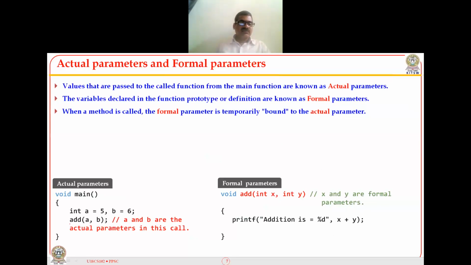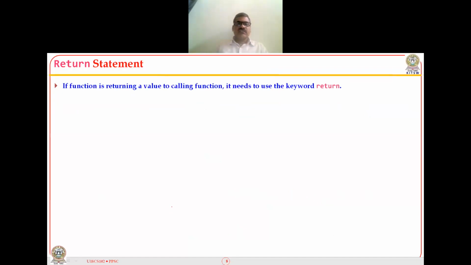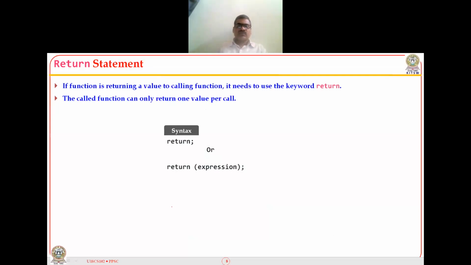So here add is a function. The parameters given in the function call statement, a and b, are called actual parameters. And here int x, int y, x and y, we are calling formal parameters. Okay, so actual and formal parameters. Now the return statement: if a function is returning a value to the calling function, that is the main function, it needs to use the return keyword. The called function can only return one value for a call. If you don't want to return anything, you can simply write return, or if you want to return some value, you can write return with a variable name or some expression.